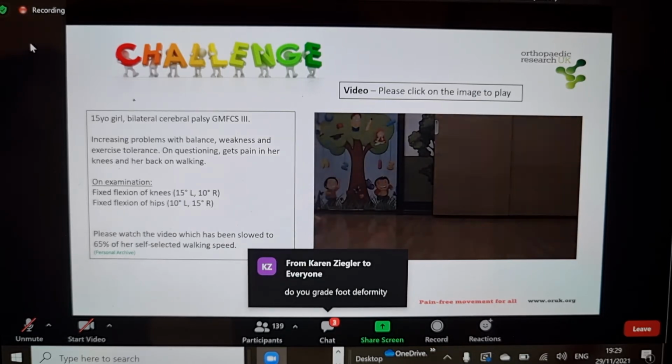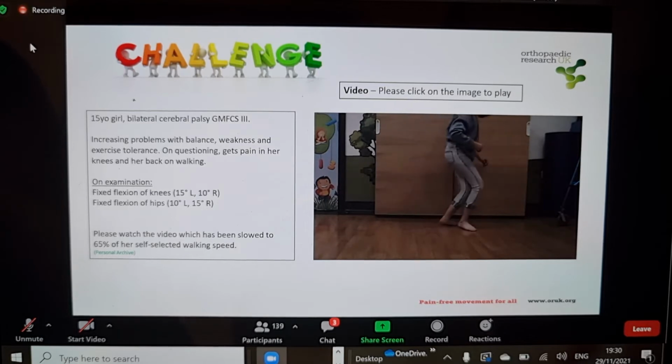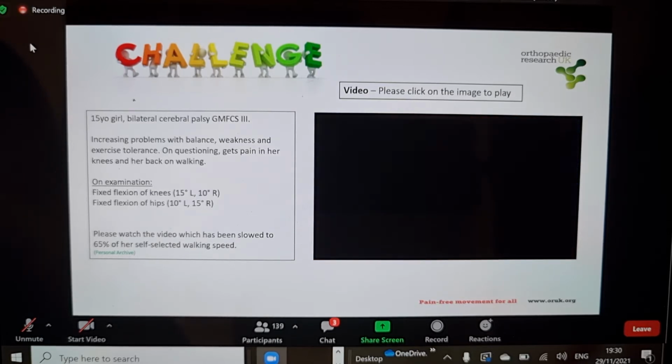She scored herself as GMFCS 2. I think she's being a little optimistic. And I've slowed the gait down so you can see it. She actually walks with a much quicker cadence than this. I'll play it for you again.